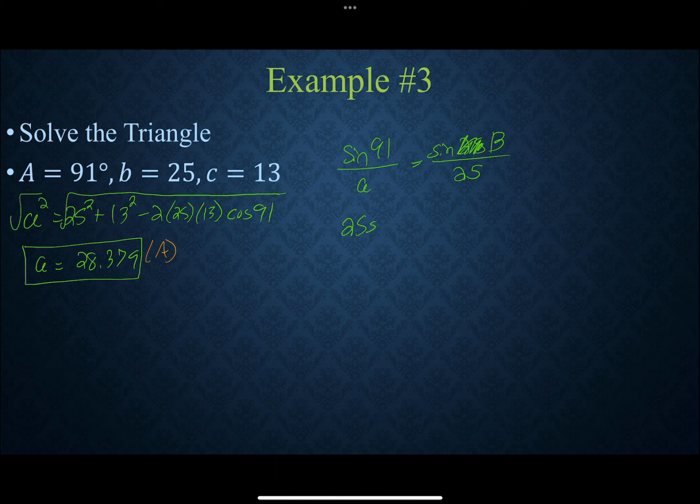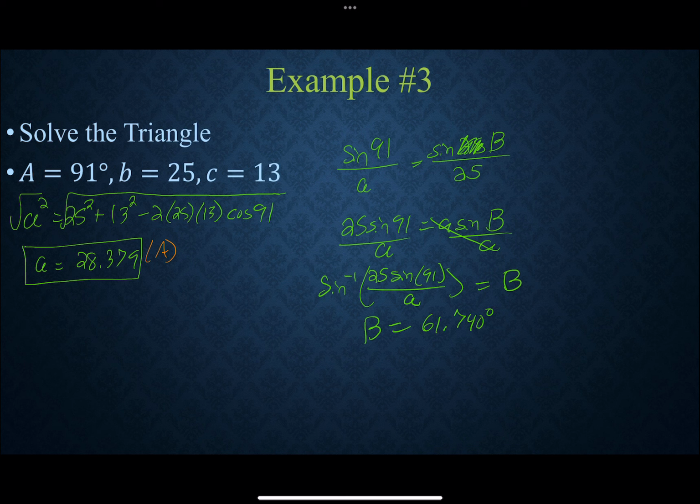So we get 25 sine 91 equals A sine B. We divide over the A, and then we do the sine inverse of this ratio. So you'd be doing sine inverse of 25 sine 91, closing the parentheses, divided by alpha A for the side there, and you get angle B, if we go this route, to be 61.740 degrees.